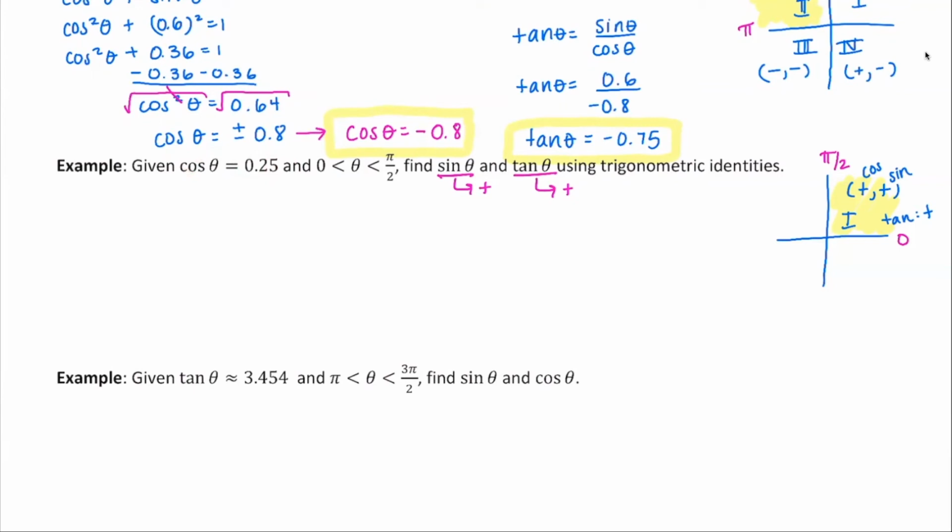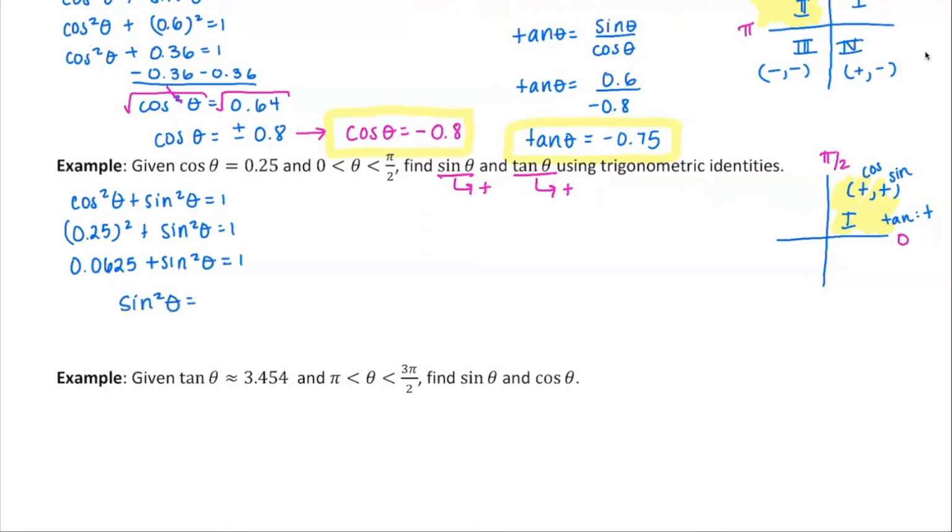Just like before, I'm going to plug this into my Pythagorean identity. I have cosine squared theta plus sine squared theta equals 1. Cosine squared theta is 0.25 squared. 0.25 squared is 0.0625. And now I'm going to subtract that from both sides of my equation.